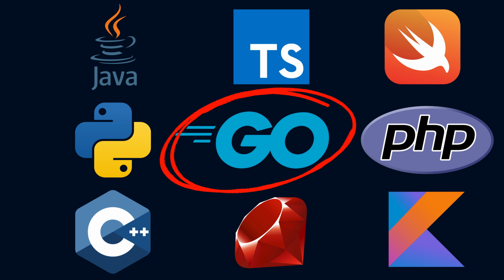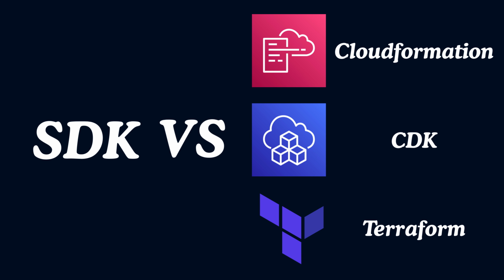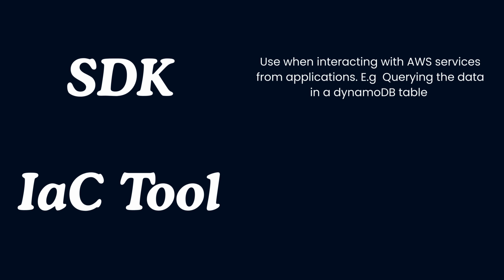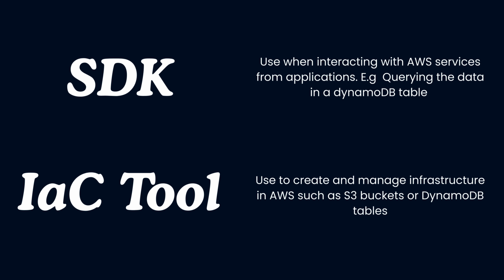There are times when you should use an infrastructure as code tool like Terraform, the CDK, or CloudFormation instead of the SDK. You should use an AWS SDK when interacting with AWS services from applications, like querying the data in a DynamoDB table. You should use an infrastructure as code tool when creating and managing infrastructure in AWS, such as S3 buckets or DynamoDB tables.